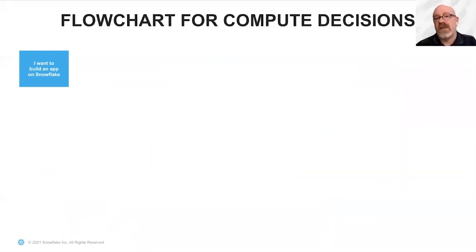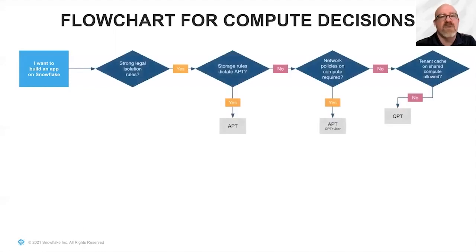So looking at the same thing from a compute perspective, again, I want to build an app on Snowflake. The first thing you're going to ask yourself here is, did storage dictate something for me? Do I have strong rules that I have to follow that were decided on from a storage perspective? Because if I do, I might be forced down an account per tenant model, for example. What do I need from a network policy? How do I feel about tenant cache on shared compute? Those are going to direct you down different paths as well.